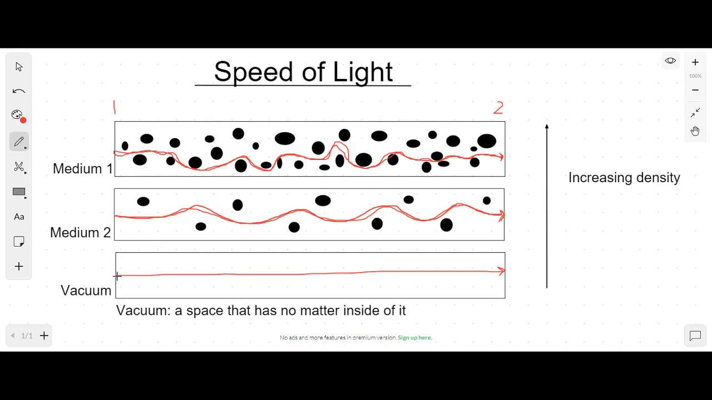But in a vacuum, there's nobody you have to worry about, and you can sprint your way all the way to the end. This is how I want you to think of light moving through a medium. When there are a lot of particles, when the medium has high density, the light will travel slower through it than if there were fewer particles. Just imagine it like a crowd of people and you're trying to make it to the end.